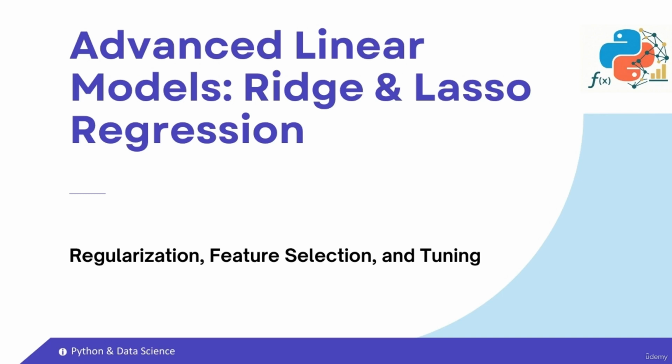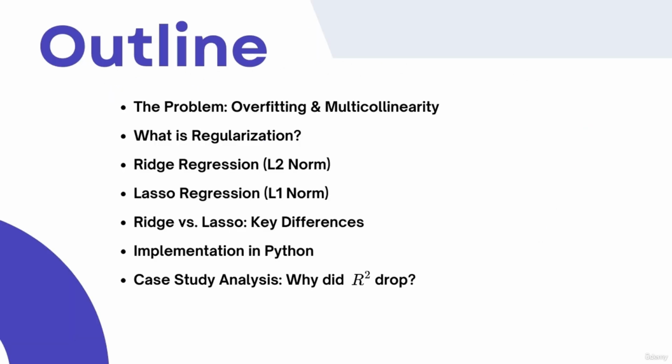In our previous session, we built a standard linear regression model. Today, we're upgrading our toolkit. We're introducing ridge and lasso regression. These are not just new algorithms, they're sophisticated techniques designed to control the complexity of your models. They help us solve one of the biggest challenges in data science: how to find the signal amidst the noise.